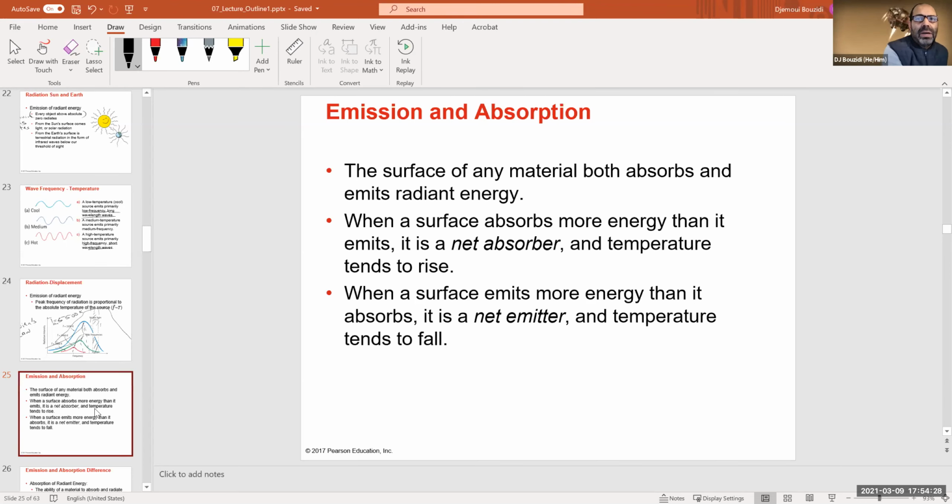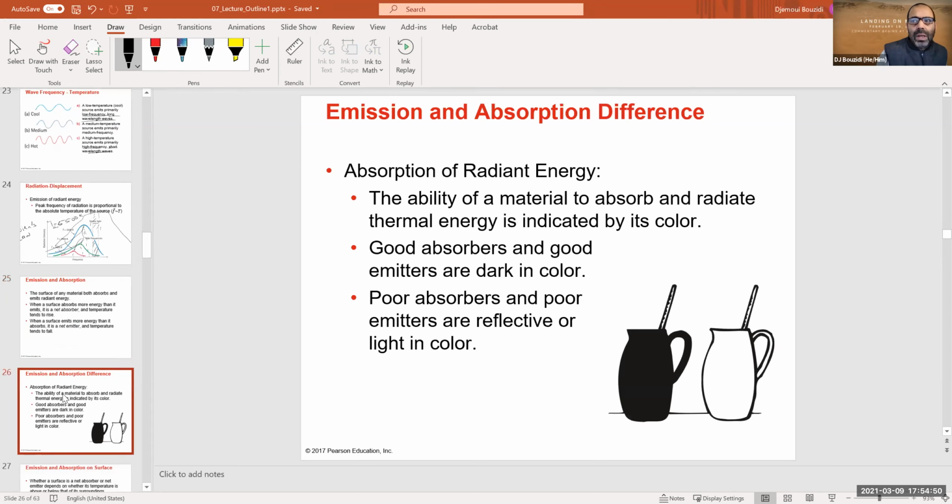And every object, it doesn't matter what it is, has a coefficient of absorption and a coefficient of emission. An object that emits more than it absorbs is a net emitter. An object that absorbs more than it reflects is a net absorber. So that's basically it for the emission.